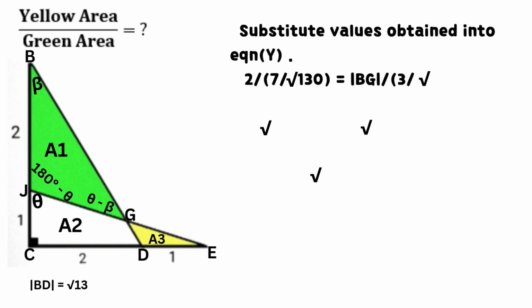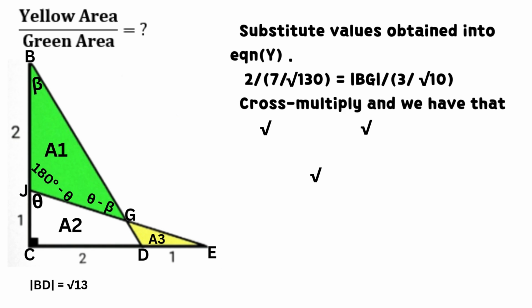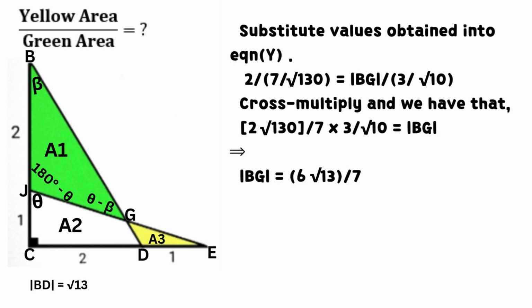Substitute values obtained into equation Y. 2 divided by the ratio 7 is to the square root of 130 equals line BG divided by the ratio 3 is to the square root of 10. Cross multiply, simplify and we have that line BG equals the product of 6 and the square root of 13, all divided by 7. Label areas A1, A2 and A3.